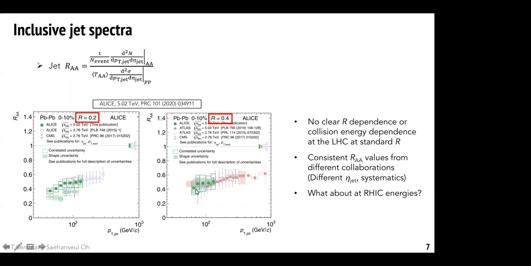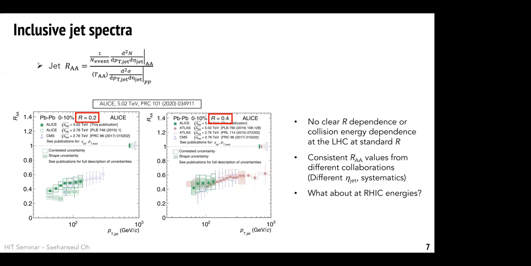Also, just remember this jet RAA value around 0.4 to 0.6. These RAA values from different collaborations are very similar. ALICE, CMS, and ATLAS all have very similar jet RAA values.